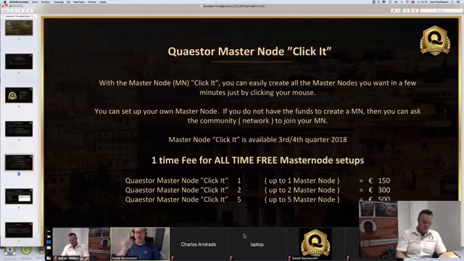And the setup for one masternode costs €150. This is a one-time fee. That means you can run it for 6 months and then take it down, or you can run it for 5 years and then take it down. That's up to you. You pay the fee once.